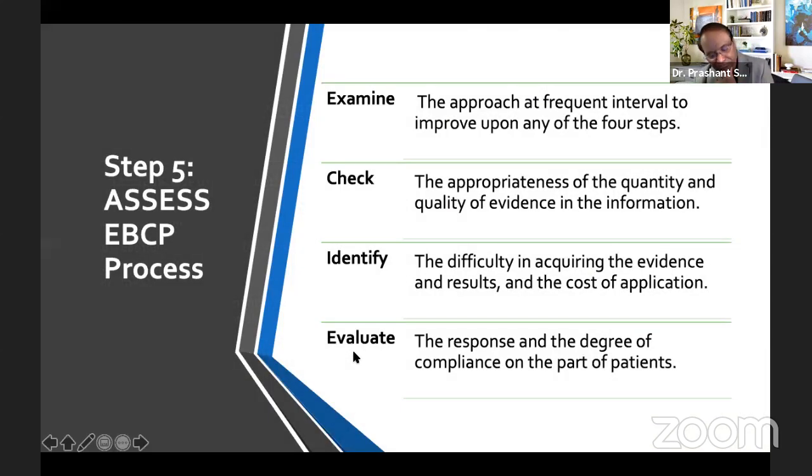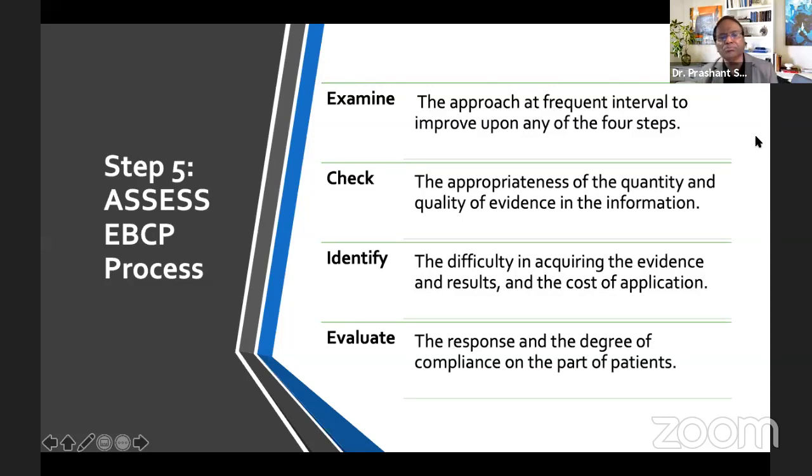Step 5, we have to assess the process that we used to come to this conclusion. Okay, so we have to start with examining the approach that we used to do this, synthesis of evidence and then applying that evidence to our patient care. We also need to check for the appropriateness of the quantity and the quality of evidence that we gathered. So in our patient case, I looked at the 2 meta-analyses. So when you look at the quality of evidence, they are above the randomized controlled trial. So they have a good quality of evidence.